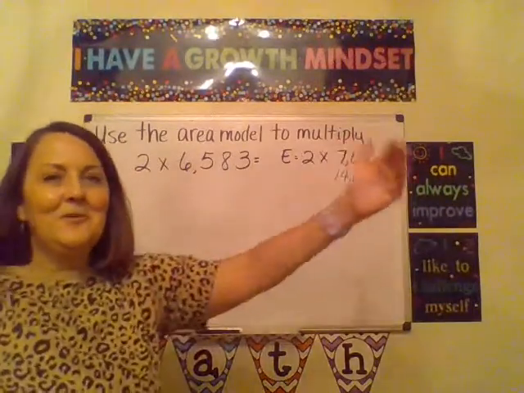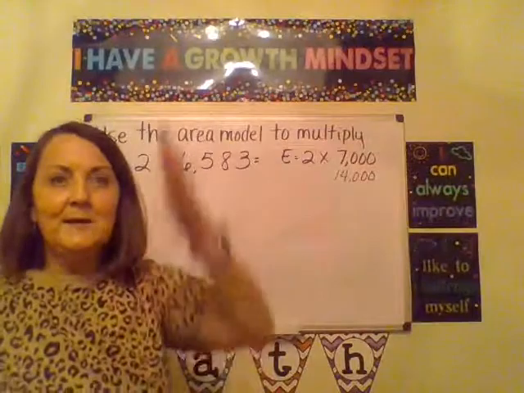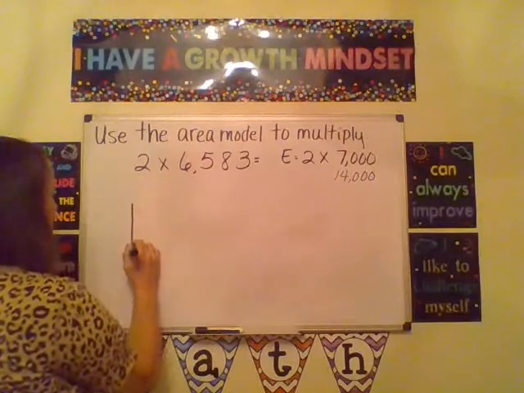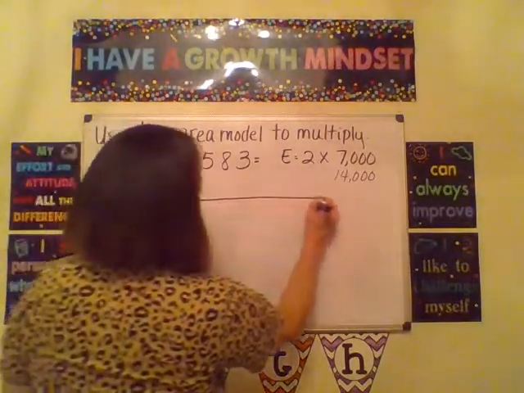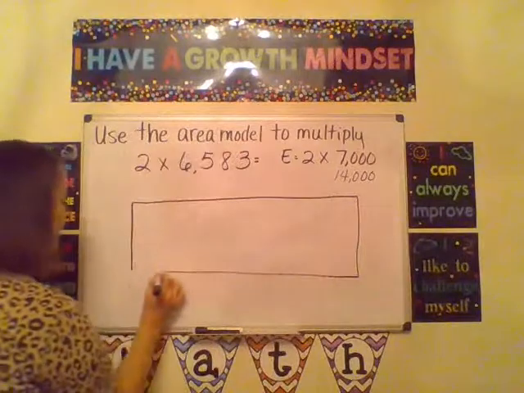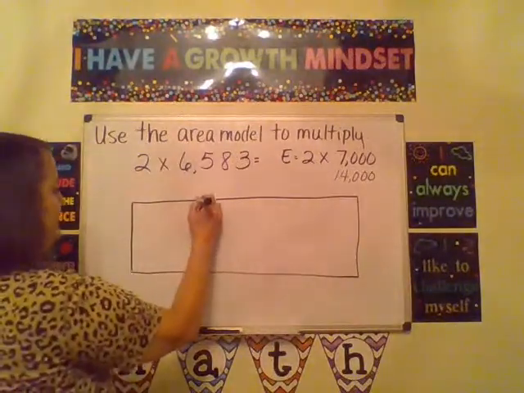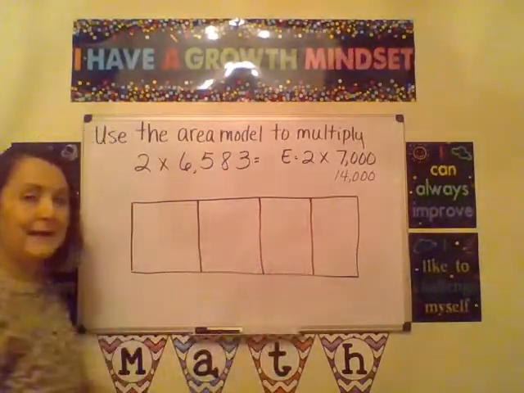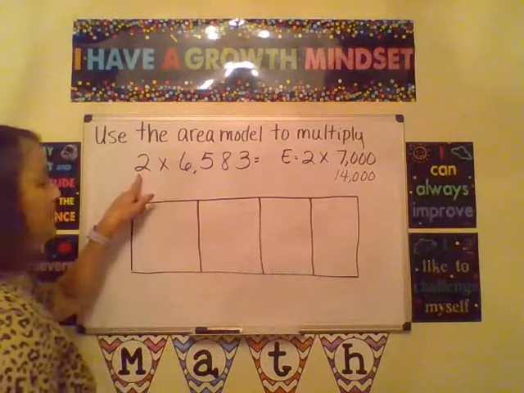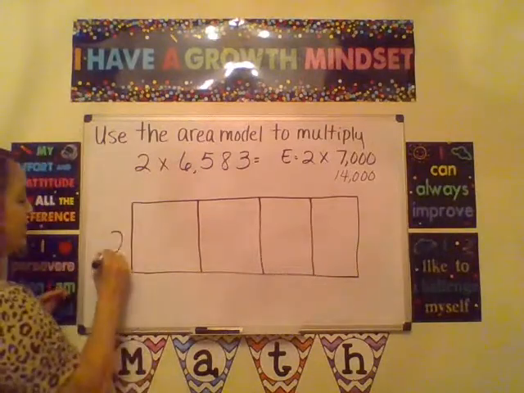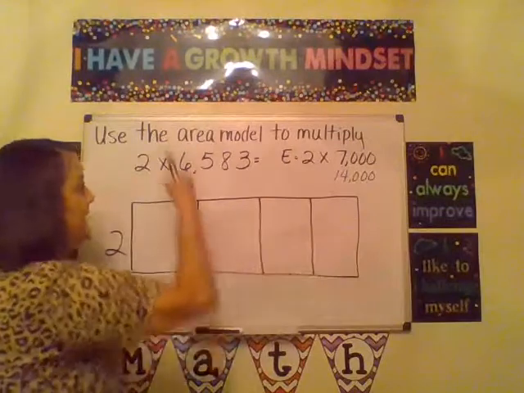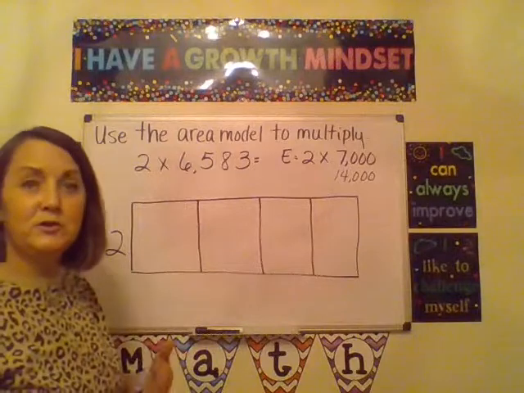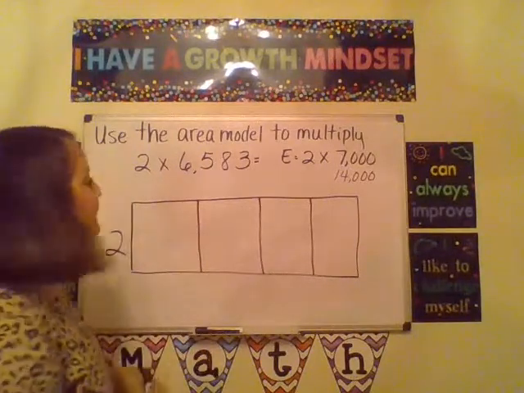Now, we're going to make a really long rectangle that includes thousands, hundreds, tens, and ones. So draw with me on your paper. And we're going to divide it into thousands, hundreds, tens, and the ones place. Now remember, this factor goes here because that's your rows, and rows go horizontally and columns go up and down.